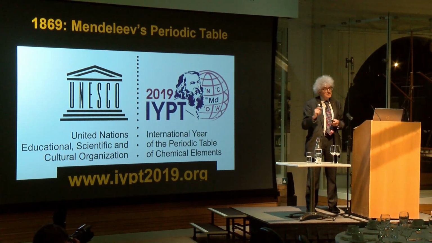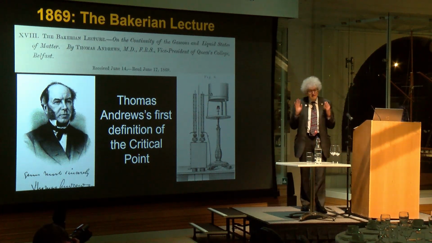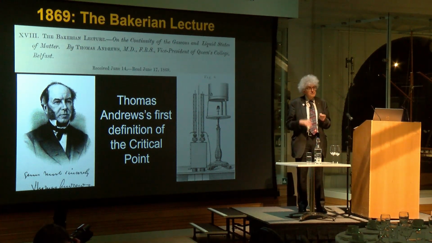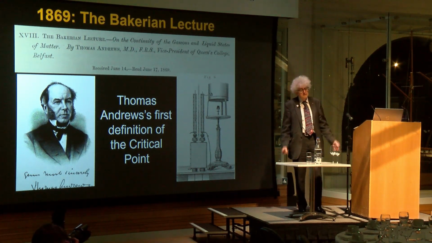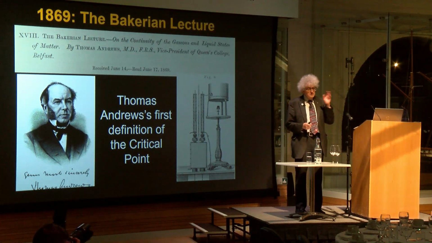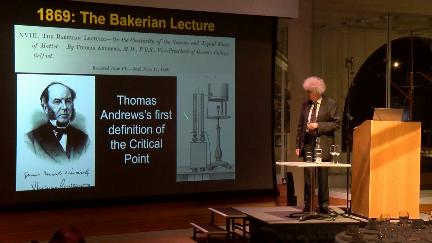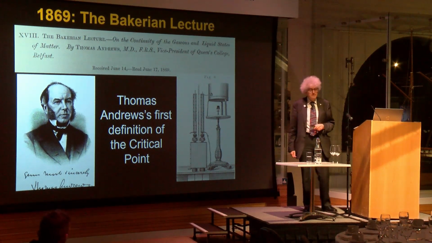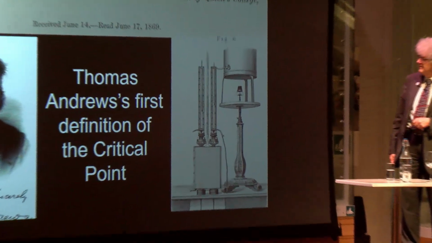But people are much less familiar that 1869 was also the year of the so-called Bakerian Lecture by Thomas Andrews, who was professor at Queen's University, Belfast, and he defined the so-called critical point. There's rather a nice picture of his apparatus in his paper that was published in 1869.